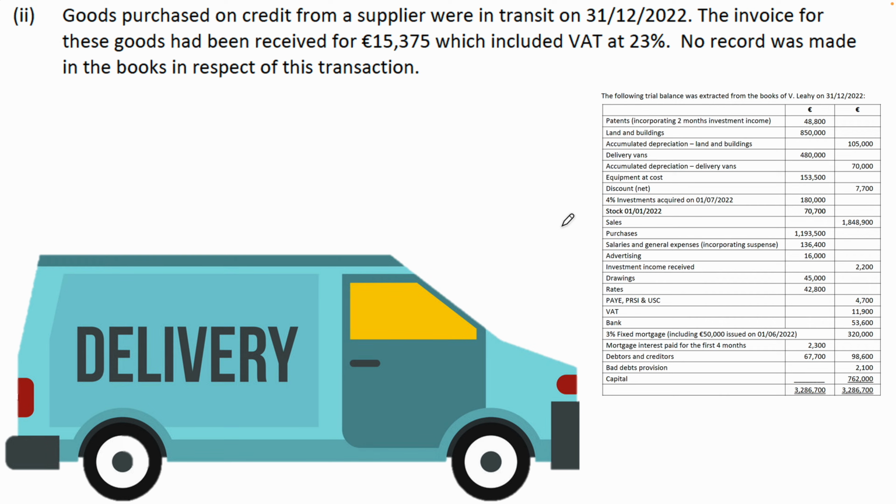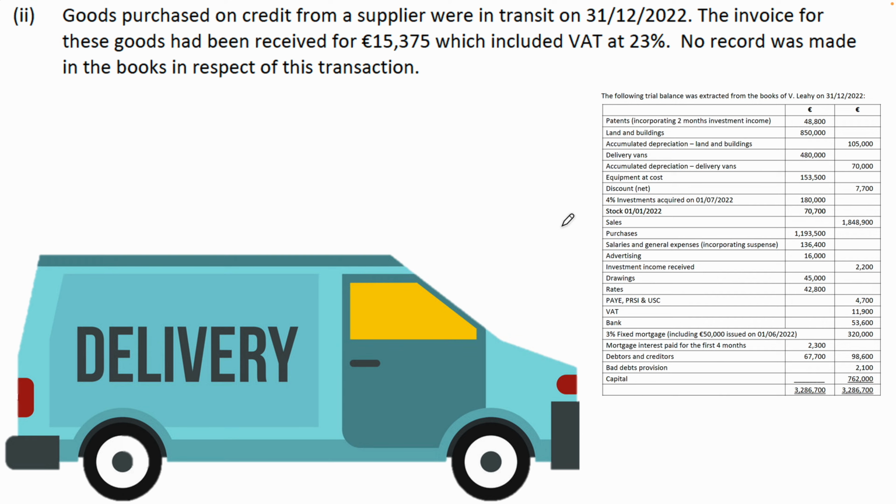Next adjustment, we have goods purchased on credit from a supplier that were in transit on the 31st of the 12th, 2022. The invoice for these goods had been received for 15,375, which included VAT at 23%.